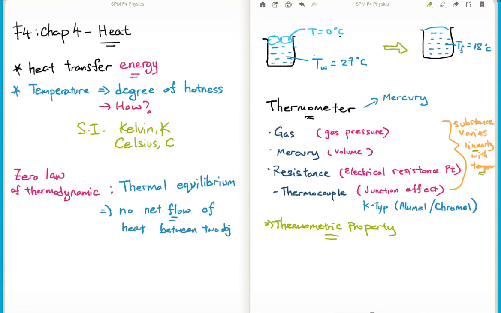So next, why do you need that? Because it depends on the application. Let's say for cooling a refrigerator, maybe you need to use a thermocouple. Cooking in an oven, maybe you use a gas thermometer, perhaps. So it depends on how you want to use it. Things like that. Next page.